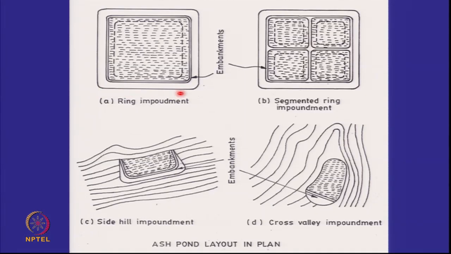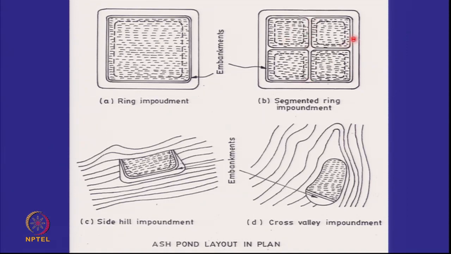So typically what will happen, if I look at it in plan, I can have a ring impoundment. That means I can make an embankment on a flat ground all around like this and dispose my slurry inside it. This is the same thing as this, except that I have made different compartments. One compartment may be in use, others may not be in use. So this is called a segmented ring impoundment. In India, most of the time we use two compartments.